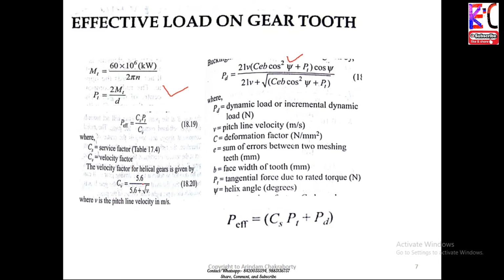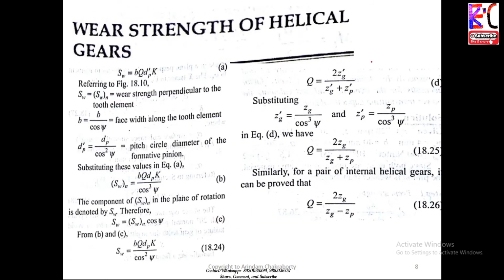CV, there will be only 5.6 by 5.6 because helical gear can run at maximum speed. It doesn't have a speed limitation. So we could use 5.6 by 5.6 plus root over V every time. It is the standardized CV value, or you might say the velocity factor value, for your helical gear tip. So what is the effective load? CS PT plus PT, as we have studied in the spur gear. Same goes for the helical gear.